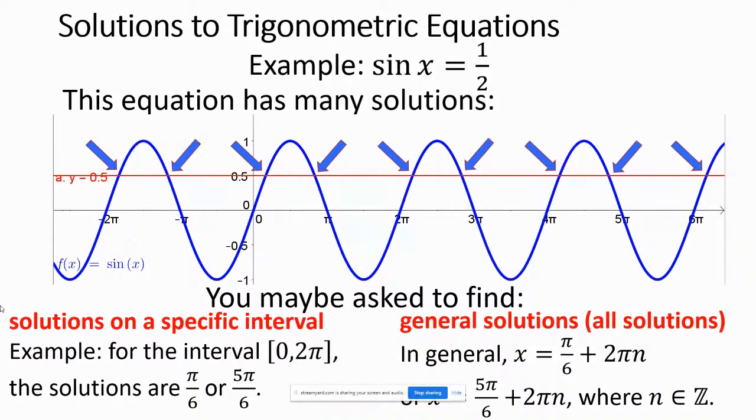Now, the other one. First, you are asked for solutions on a specific interval. This time, it is the general solution, so you are asked for all the solutions. In this case, in general, x is equal to pi over 6 plus 2 pi n, or x is equal to 5 pi over 6 plus 2 pi n, wherein n is any integer. This represents the other intersections. Is that right? Okay. So how do we do that?